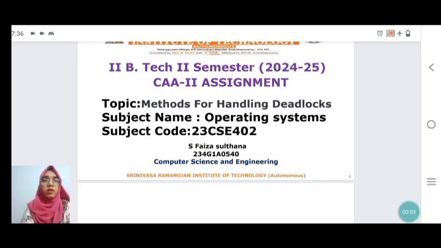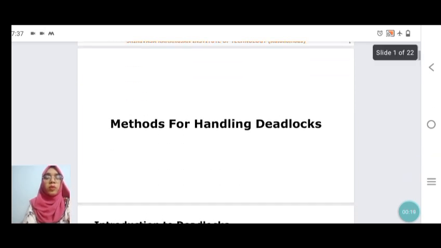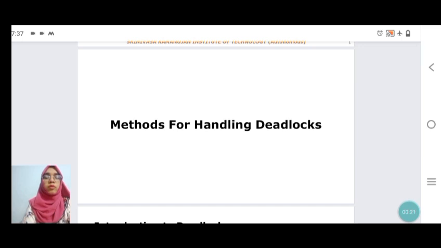I'm Faiza Sultana from 2nd CSE A section. The subject name is Operating Systems, and the code of the subject is 23 CSE 402. And my roll number is 234G1A0540. The topic of the operating systems which is assigned to me is methods for handling deadlocks.